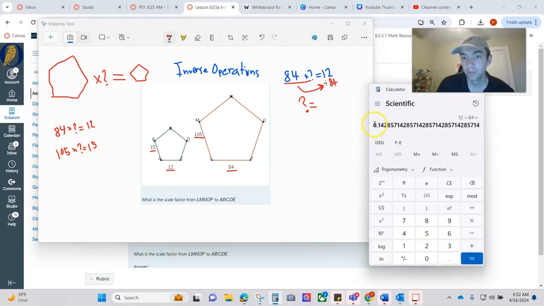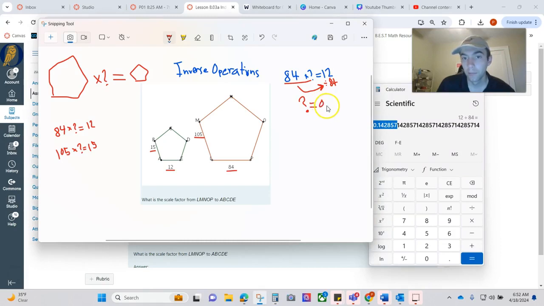A repeating decimal. Let's see, where does it repeat? 1, 4, 2, 8, 5, 7, 1, 4, 2, 8, 5, 7, 1, 4, 2, 8. I think it repeats right there. So 0.142857, repeating.